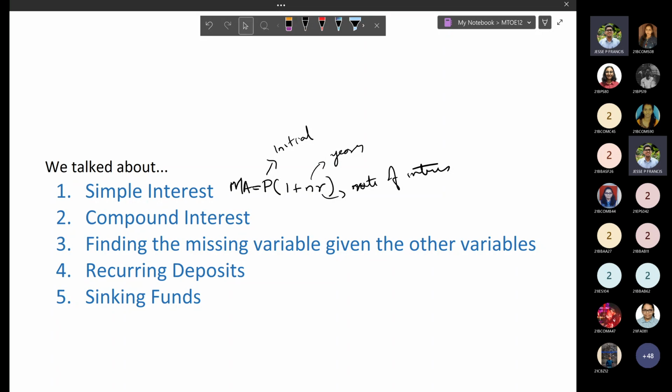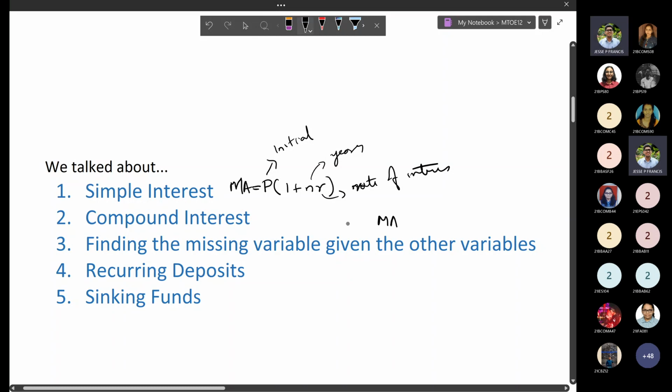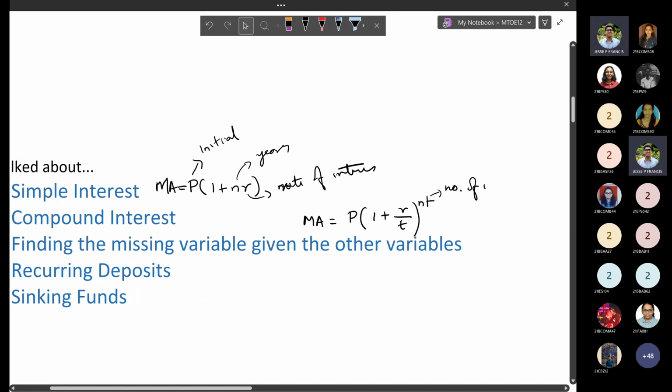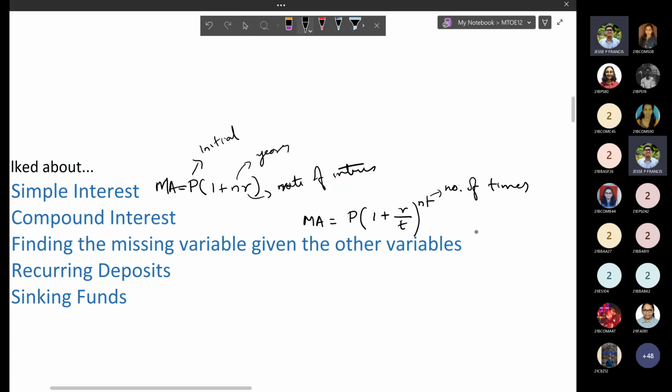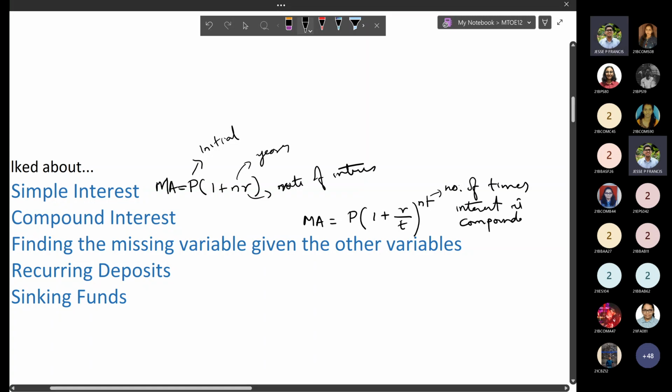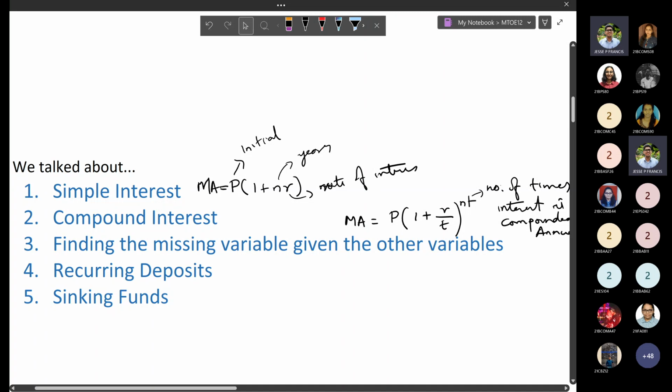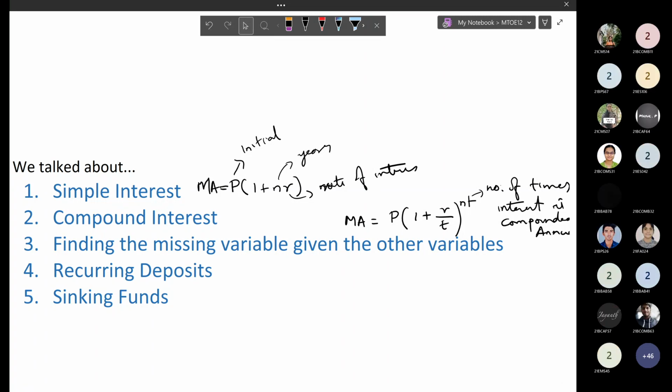For compound interest, we gave the maturity amount as P into (1 + R/N) to the power NT, where N is the number of times interest is compounded annually. R by N, yes, okay.